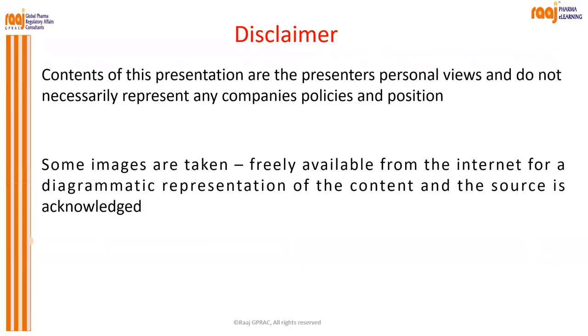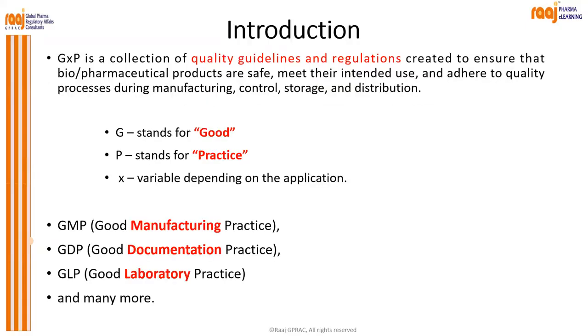So all the contents we have taken are freely available on the internet, and the sources are acknowledged. So just to introduce, GxP is the collection of quality guidelines and regulations created to ensure that biopharmaceutical products are safe, meet their intended use, and adhere to the quality processes during manufacturing, control, storage, and distribution. So it is not only required through the manufacturing process, but when we are controlling, we are managing the life cycle management of the product. So throughout the life cycle, this GMP, GLP, GCP, GDP is required.